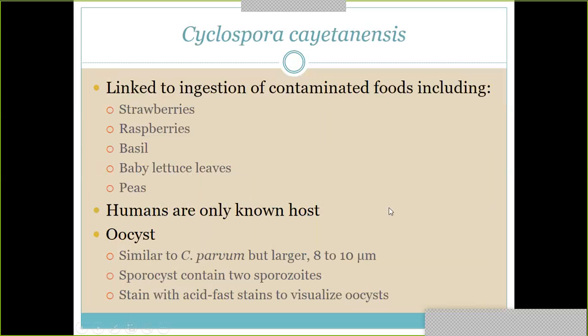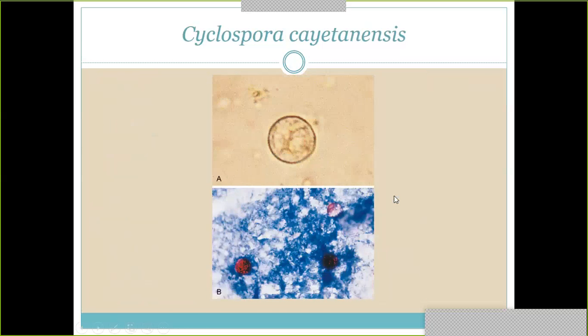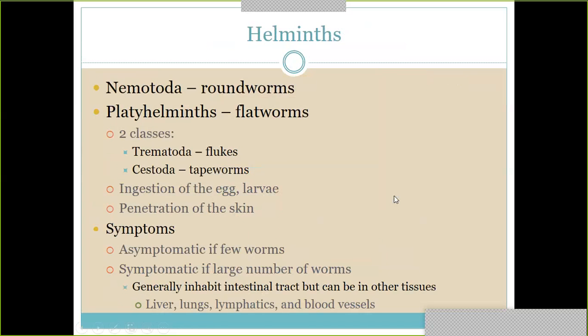And then the other one was Cyclospora cayetanensis. This is from contaminated foods like strawberries, raspberries, basil, lettuce leaves, peas. This is the reason you need to wash your fruits and vegetables if they're fresh, because it can have parasites on them. So again, oocyst, not going to have to remember this one at all, but there is what it looks like. All right.